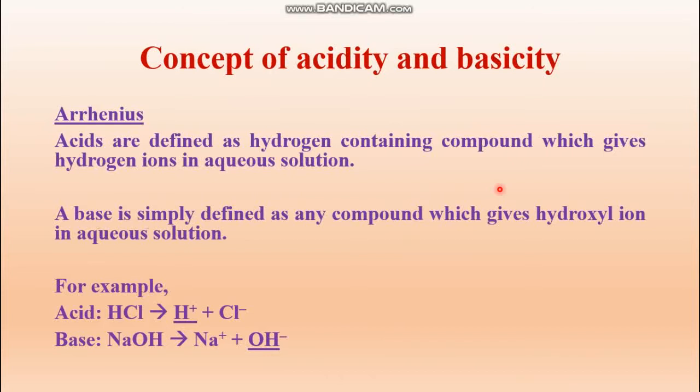So according to the Arrhenius theory, acids and bases are defined as the species which can release proton and hydroxide ion respectively. So what is written here? According to Arrhenius, acids are defined as the hydrogen containing compound which gives hydrogen ions in aqueous solution. So simple, which can release H+ ion is an acid. A base is simply defined as any compound which gives hydroxyl ion in aqueous solution. So this is also simple. The species which can release OH- ion will be treated as a base.